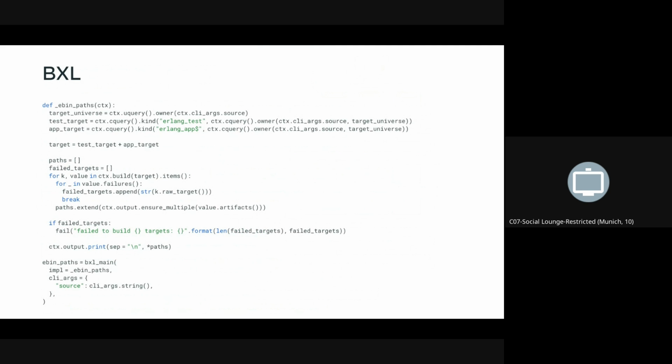So here's an example. I don't expect you to be able to see this or anything. I hope we will be sharing the slides. I'm not sure. It is from Erlang. There's an ebin paths. I don't know. So what this is doing, it does a query over a graph, finds the Erlang tests and app targets, and then it just tries to build all of them, right? And so it's just Starlark code as, I don't know, normal.